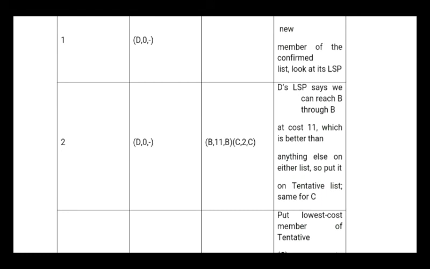So put it into the tentative list. D is going to put it into the list. It can reach B through B only. What is the cost here? The cost is 11. Then D can reach C through C. What is the cost? The cost is 2.